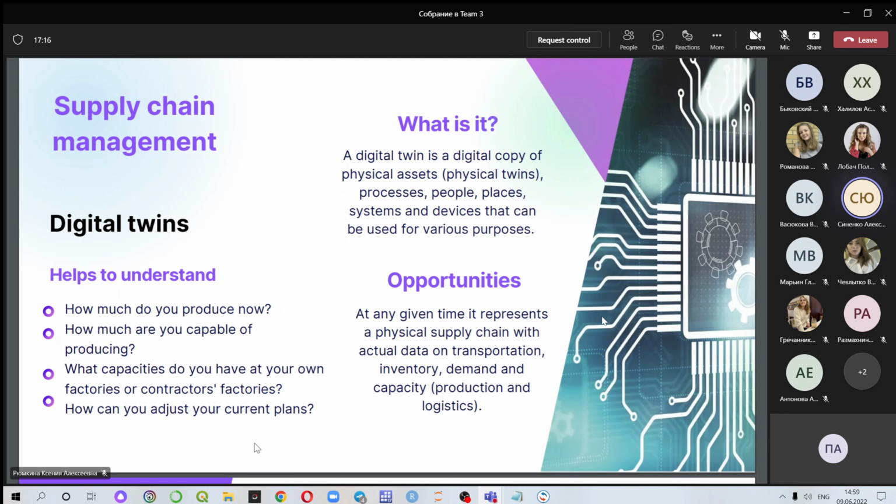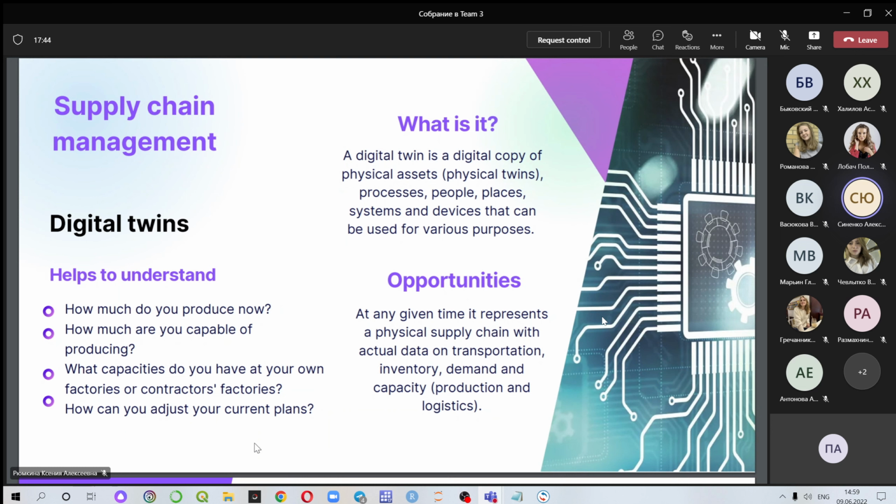By Gartner's definition, a digital twin is a digital copy of physical assets, processes, people, places, systems, and devices that can be used for various purposes. Digital twins combine artificial intelligence, machine learning, and software analysis with graphs or spatial networks to create a live digital simulation model that is updated and changed as its physical analogs change.